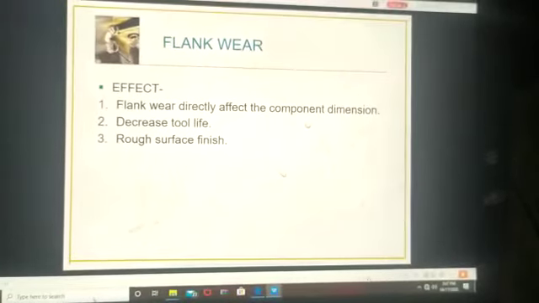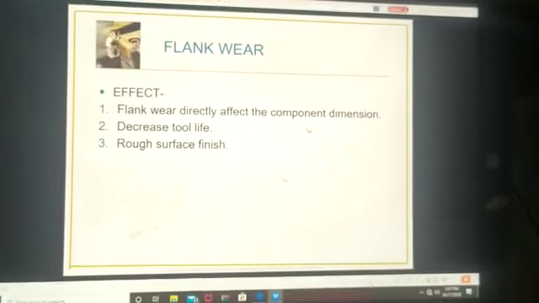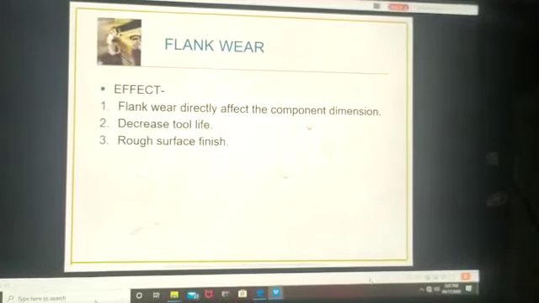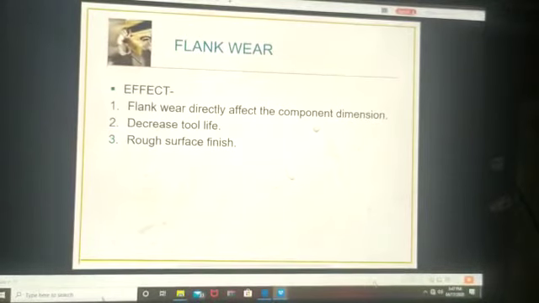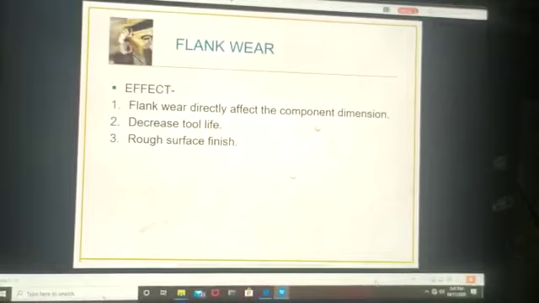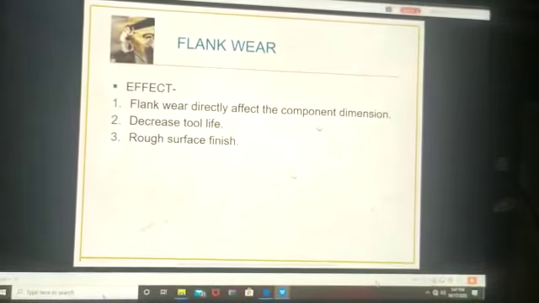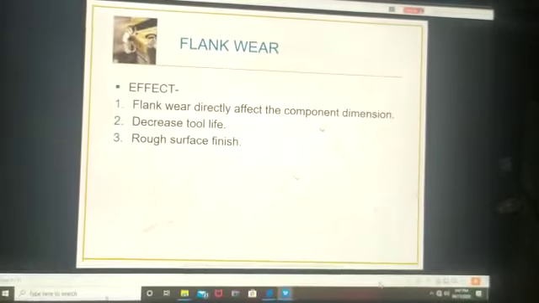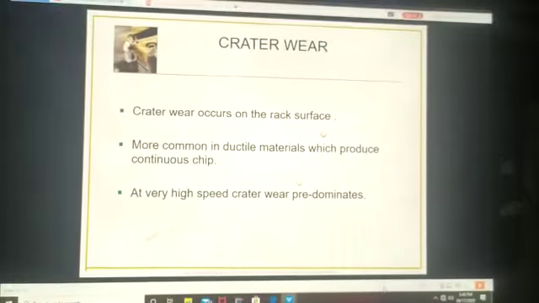The effect of flank wear: flank wear directly affects the component dimension. If this wear is present in the cutting tool, we cannot get the desired dimension of the component. It also decreases the tool life, and a rough surface finish is observed if flank wear is present. Then the second wear is crater wear.